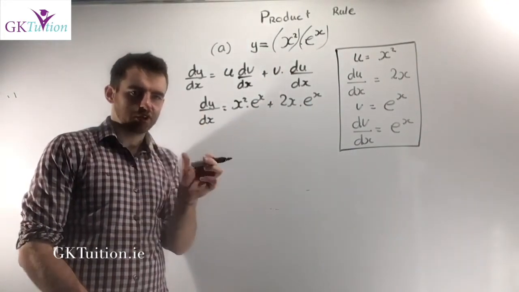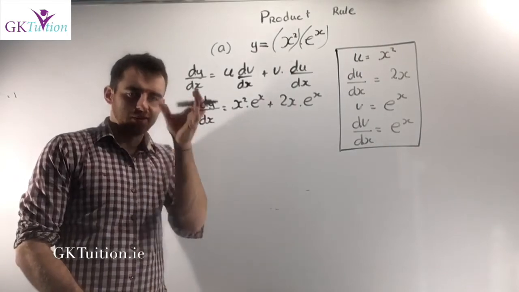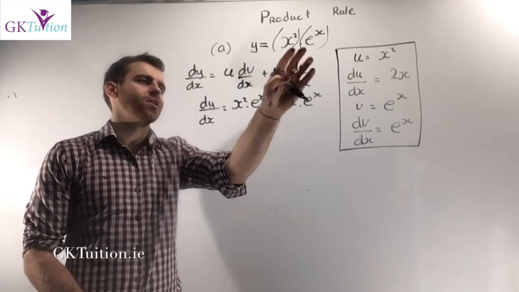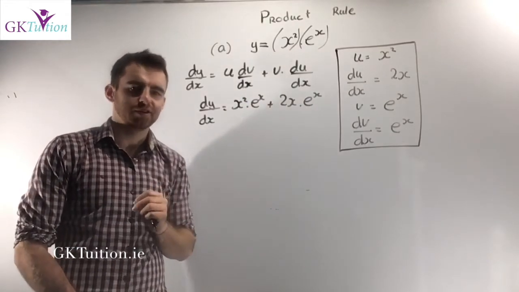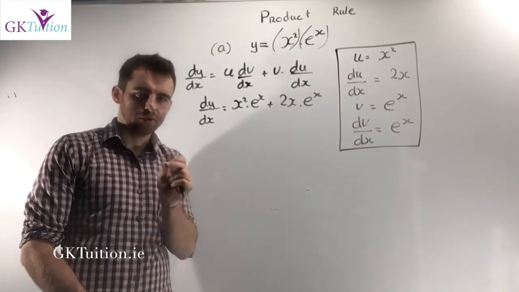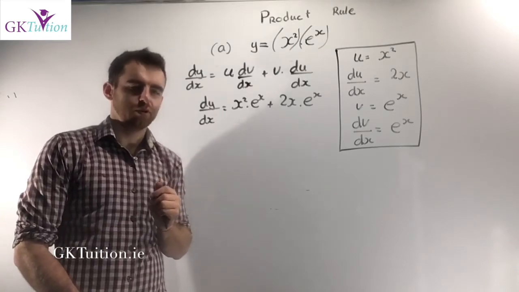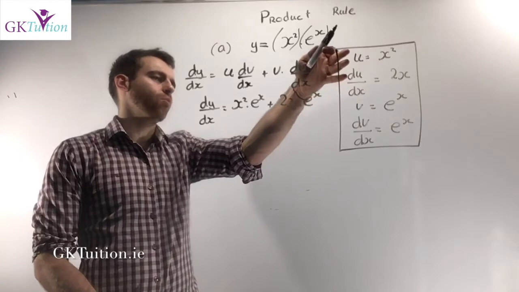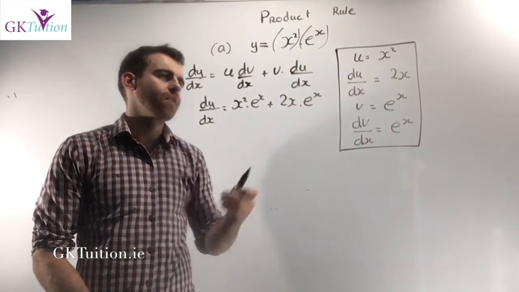There are 2 separate rules that exist on the table on page 25 in the maths tables. There's a rule for differentiating algebra, there's a rule for differentiating exponentials. If I'm multiplying 2 of the rules together, I have to use the product rule. In which case I'm going to start by working out what is u, du dx, v and dv dx.